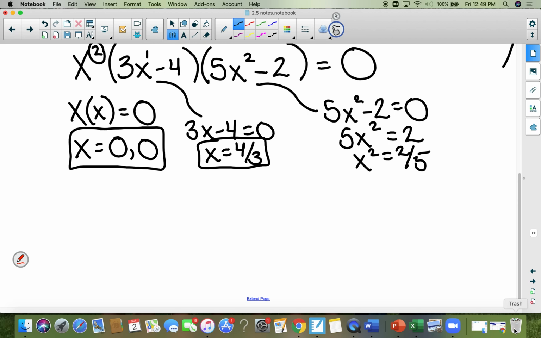You know that there's 2 answers. All I'm going to do is square root and square root. X is going to equal plus or minus. Don't forget the plus or minus. That's where the 2 answers come up.